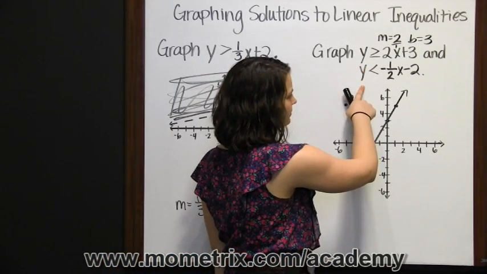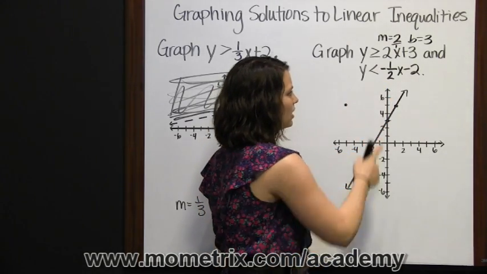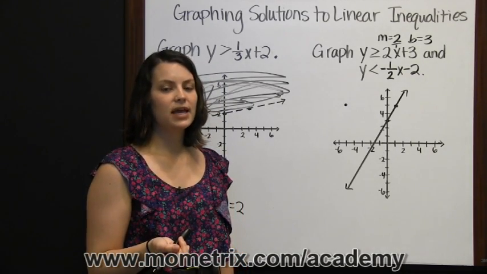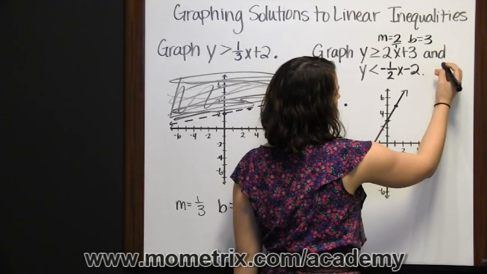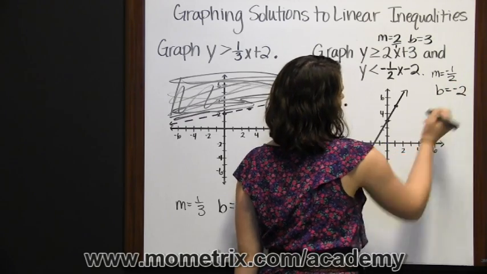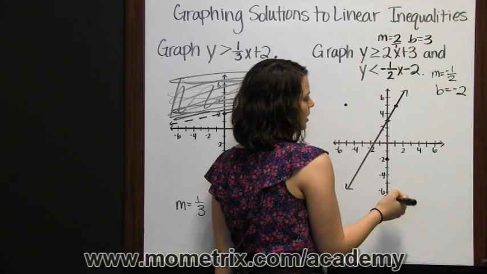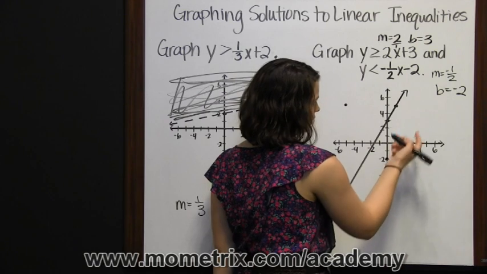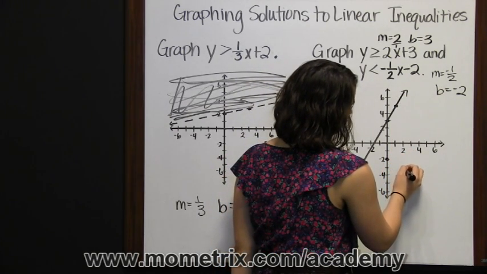So this next line is y is less than -1/2 x minus 2. Less than, since it's not less than or equal to, that means we're going to be using a dashed line again. And again, it's in slope-intercept form, so our slope is -1/2, and our y-intercept is -2. So start with the y-intercept, -2, and then use your slope to find your next point. Rise 1, or actually we're going down 1 since it's a -1, and then over 2.